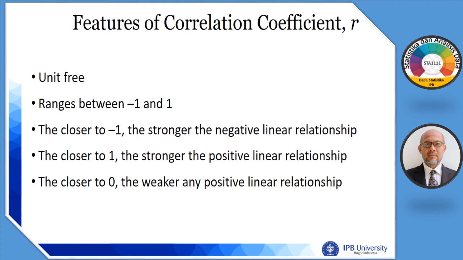The closer to -1, the stronger the negative linear relationship. The closer to +1, the stronger the positive linear relationship. If it is closer to 0, this is the weakest linear relationship. Again, the closer to 0, the weaker the linear relationship. It could be that there is a correlation, but not linear. It depends on the scatter plot between x and y.